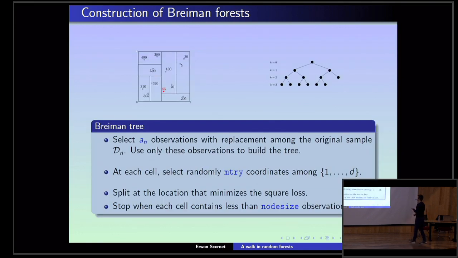So again, the procedure is as follows. To build many trees, we select an observations. Here I consider an because I allow selecting a number of observations which is lower than the original number of observations, so I do subsampling. Then I use only these observations to build a tree. In each cell, I randomly select a small number of variables and I optimize the split only along these variables. And I do that again and again until the stopping criterion is met for all cells.